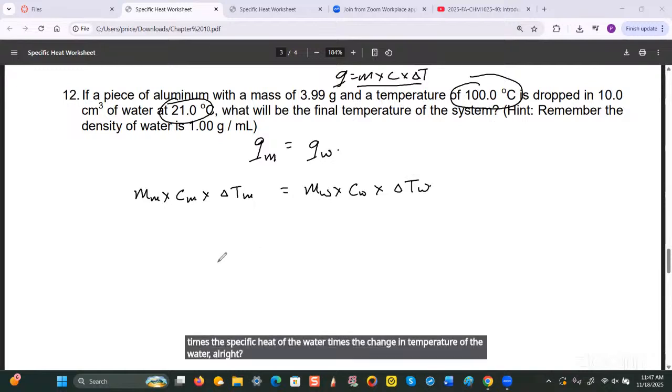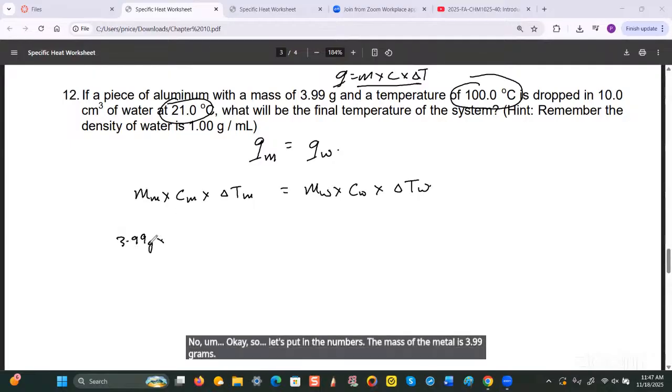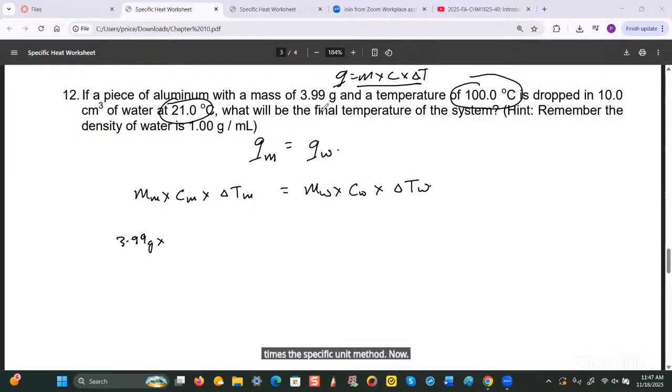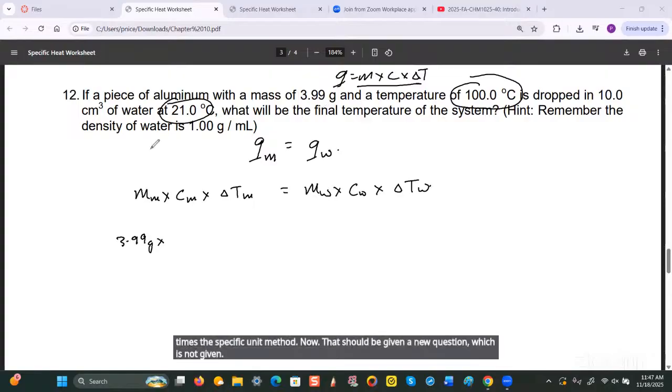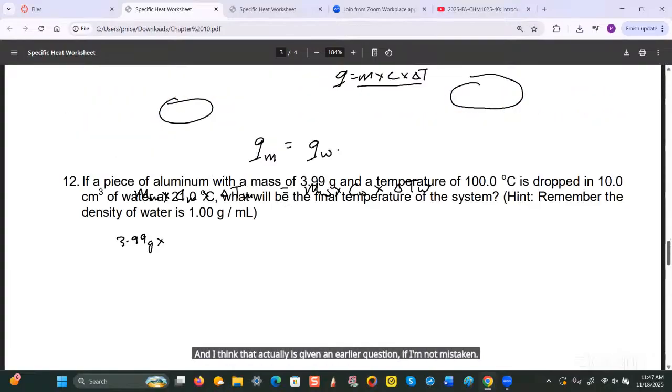Now, what am I going to do? Okay, so let's put in the numbers. The mass of the metal is 3.99 grams times the specific heat of the metal. Now, that should be given in this question, which is not given. And I think that actually is given in an earlier question, if I'm not mistaken.